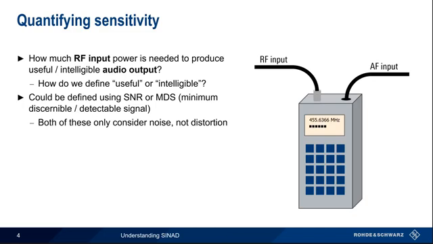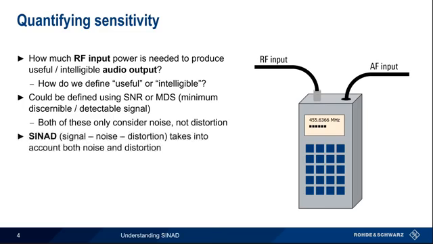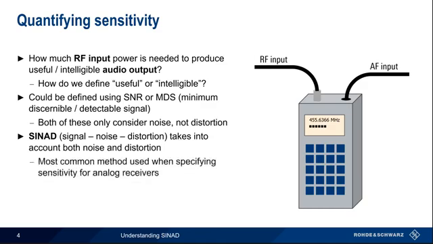Therefore, the most common quantity used in receiver sensitivity testing is something called sinad, which stands for signal, noise, and distortion. As the name implies, sinad does take into account both noise and distortion. Although SNR and MDS are sometimes specified when making sensitivity measurements, sinad is, by far, the most common method used when specifying the sensitivity of analog receivers, in particular FM receivers.